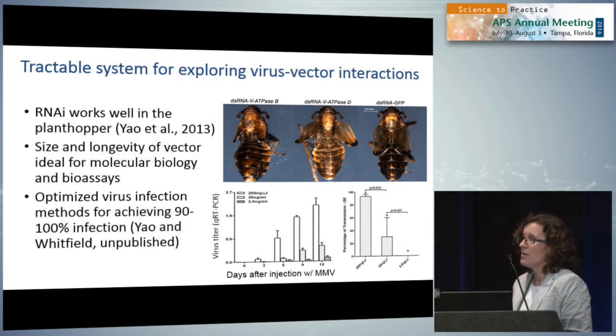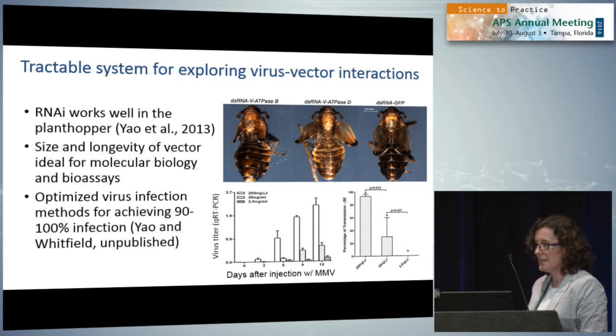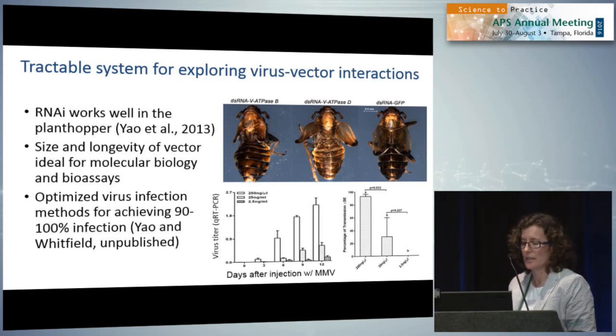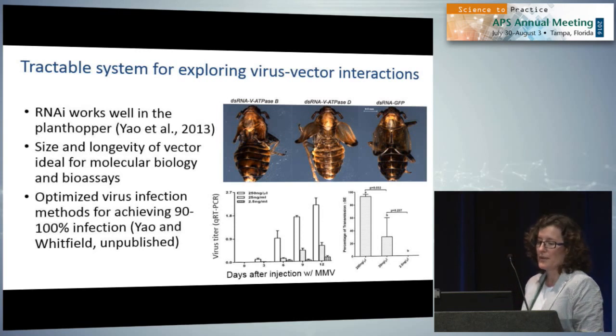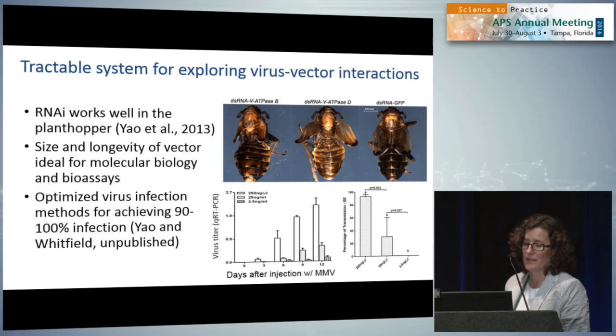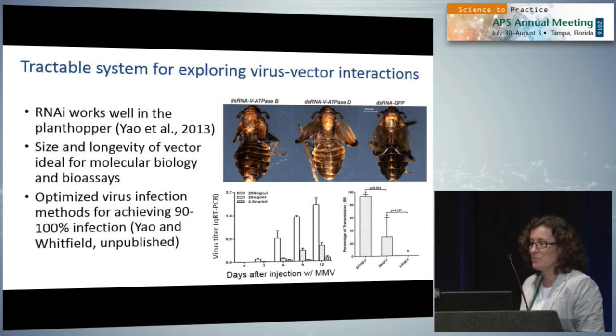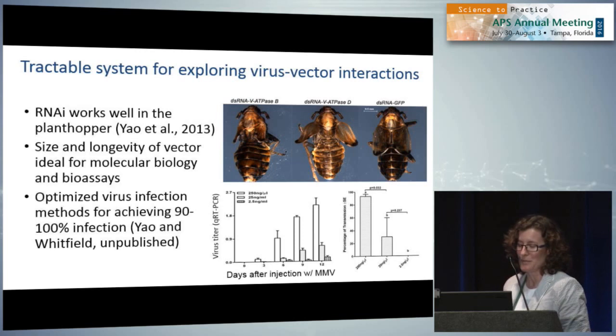So we can look at gene function in this insect by feeding insects double-stranded RNA or injecting it. It also is quite large, so it's a nice size and longevity for molecular biology and bioassays. I say that because the other vectors that I work with are thrips, and they're extremely small and not ideal for this type of work. I've also done a tiny bit of work with mites, which I know people that work with mites know are even more difficult than thrips. So there are some very challenging vector systems out there.